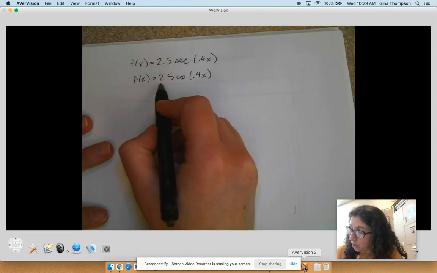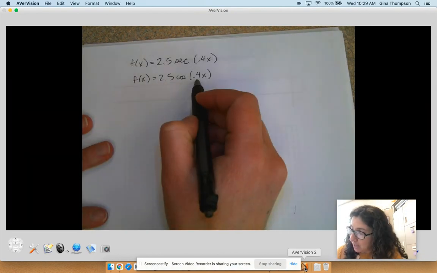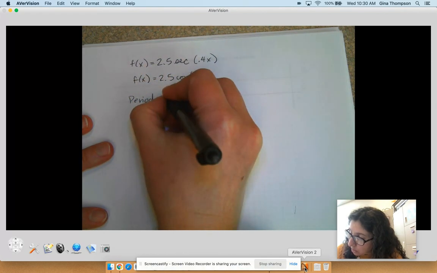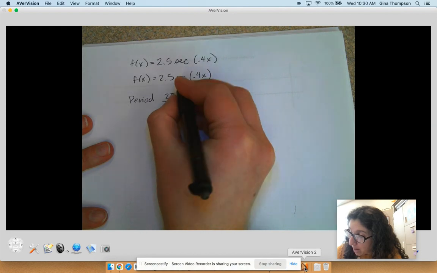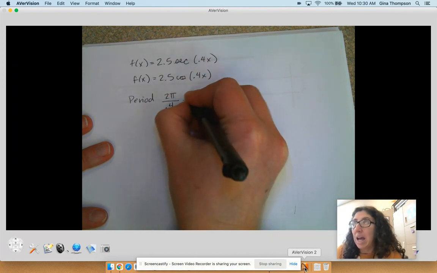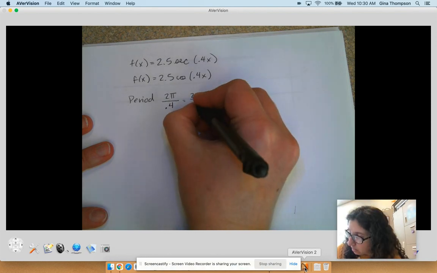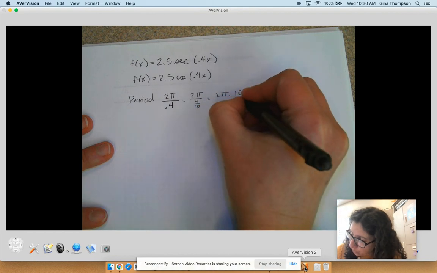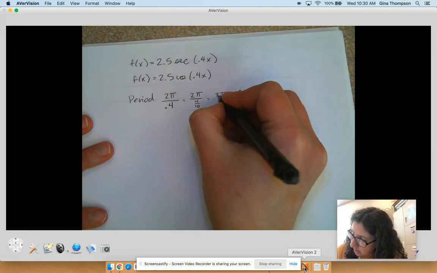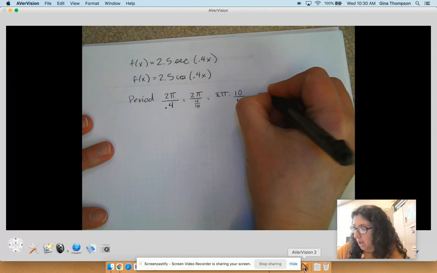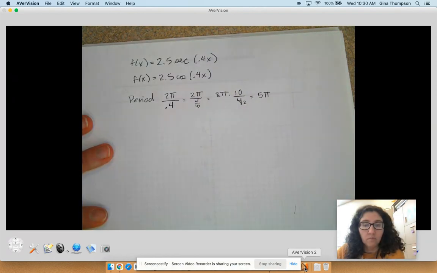All right, so let's graph this. That has an amplitude of 2.5. And what's the period? For cosine, remember, the period is 2 pi. So 2 pi divided by 0.4. I'm going to write 0.4 as 4/10. So 2 pi times 10 over 4. This cancels with that to a 2, this becomes a 5, so this is equal to 5 pi. Okay, so my period is 5 pi.